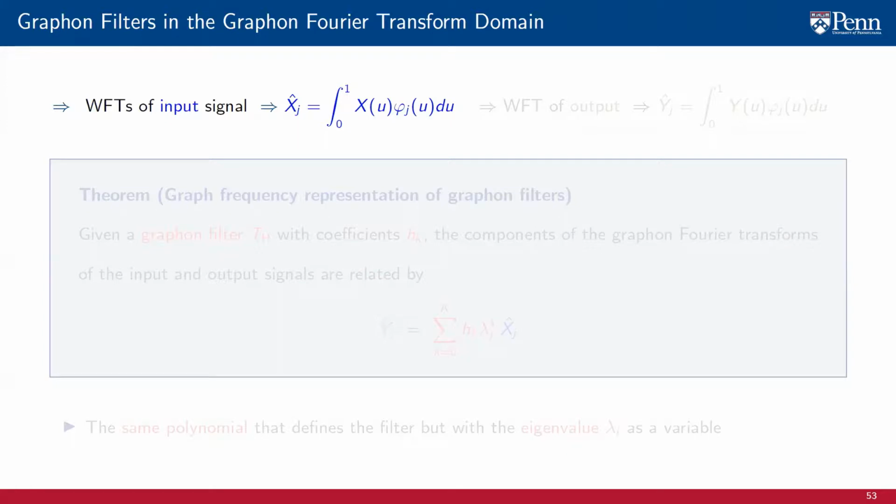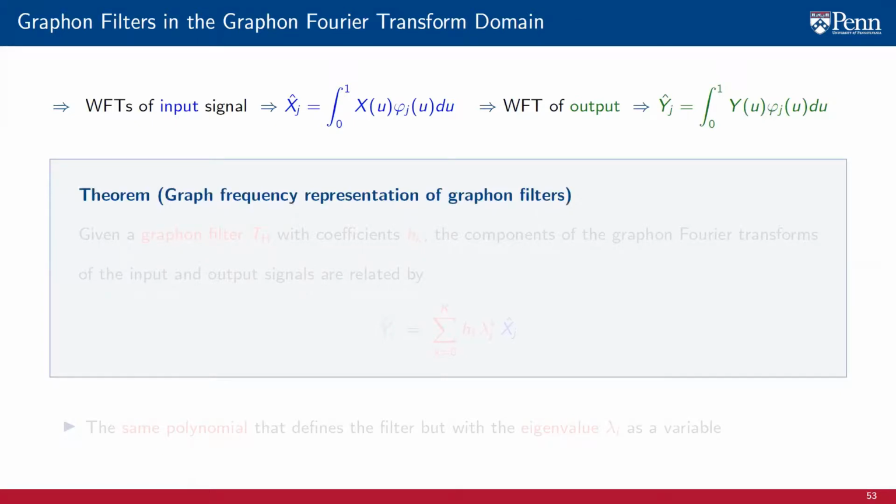Now, we'll leverage the Graphon Fourier transform to analyze Graphon filters in the frequency domain. First, we compute the Graphon Fourier transform of the input signal x hat, with each component x hat j given by the integral of the product between the signal x and the jth eigenfunction, phi j. The Graphon Fourier transform of the output y hat is defined in a similar manner.